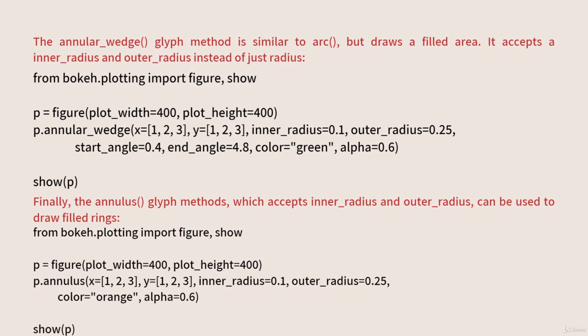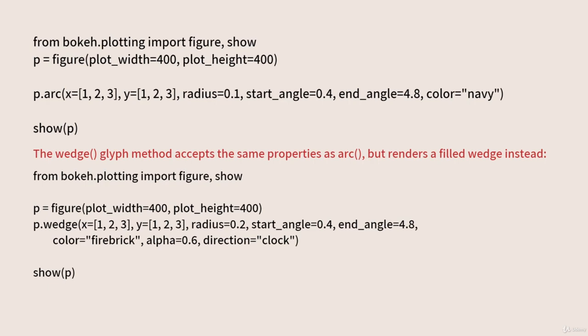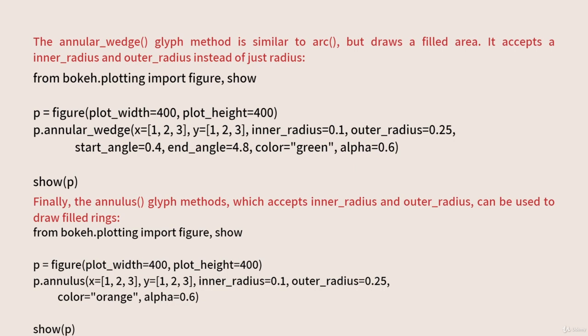So a simple arc, that's one case. Then a wedge is a filled arc. Then the annular wedge gives you a filled area. It will take two more parameters. And instead of the annular wedge, if you take the annulus glyph method, the parameters will be the same, but the way the plot is represented will be different. We'll come to that discussion in the next session.